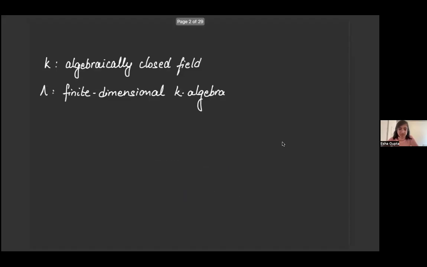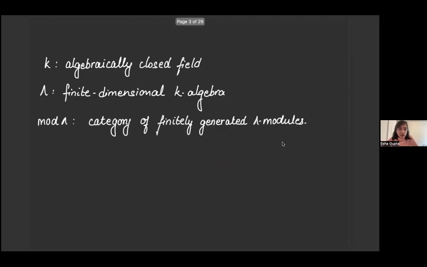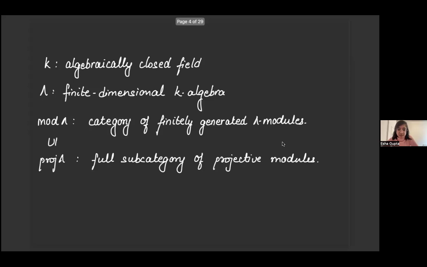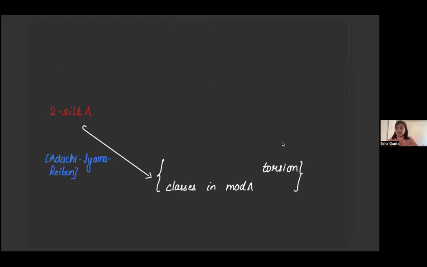So let me start by fixing an algebraically closed field K, a finite dimensional K algebra lambda. Mod lambda will denote the category of finitely generated lambda modules, and proj lambda will denote the full subcategory of projective modules. In this setting, it was proven by Adachi, Iyama, and Reiten that the poset of two-term silting objects in lambda includes into the poset of torsion classes in the module category, with the image given by the set of functorially finite torsion classes.